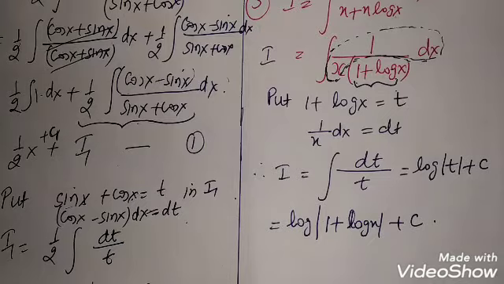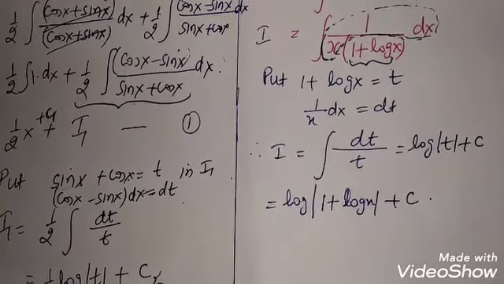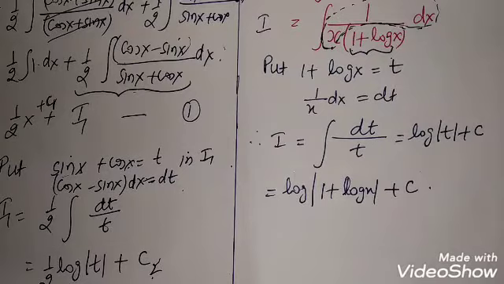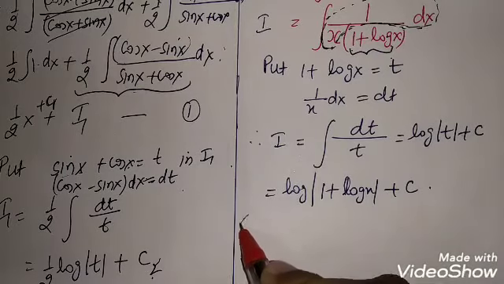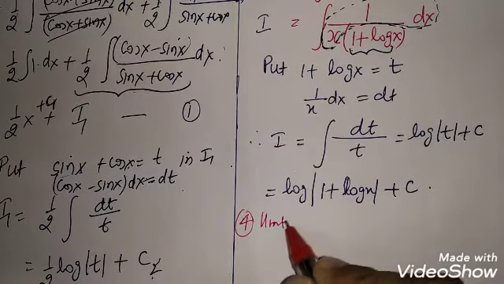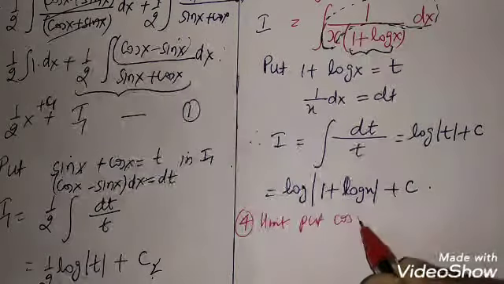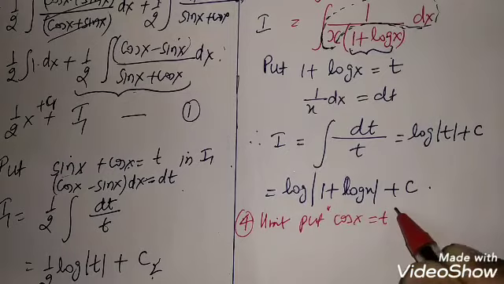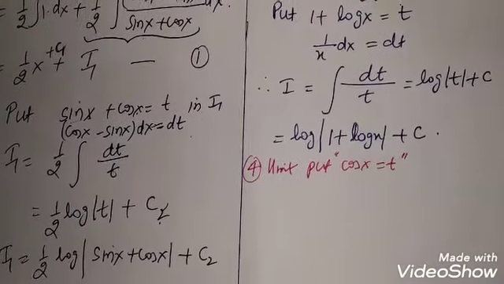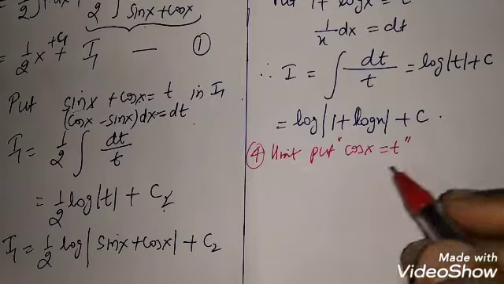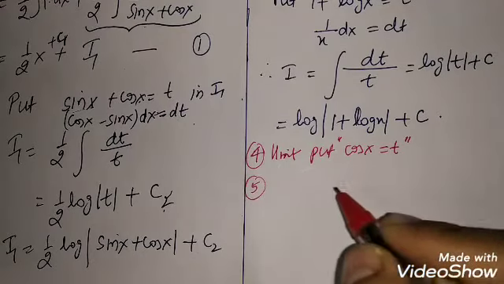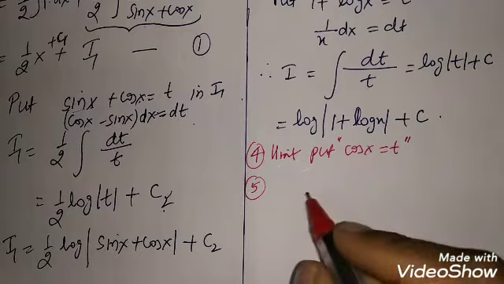Then in the fourth question I am giving you the hint: put cos x to be t, and you'll get the answer. That's it. Moving to the fifth question. If you are finding some doubts, then write in the comments, and I'll solve these questions also.